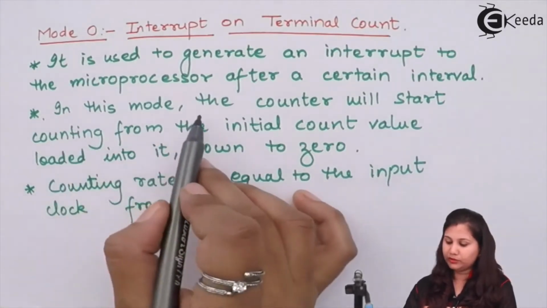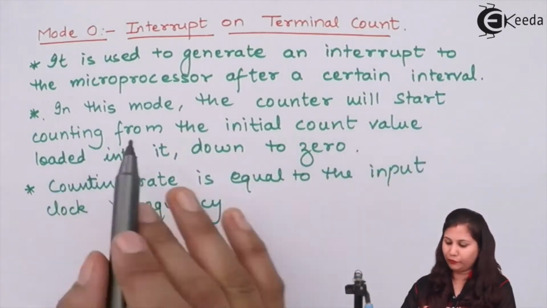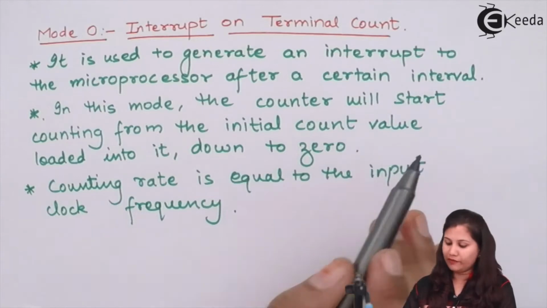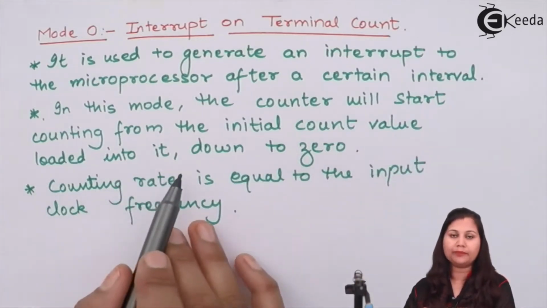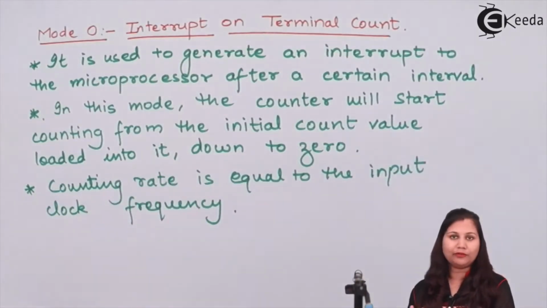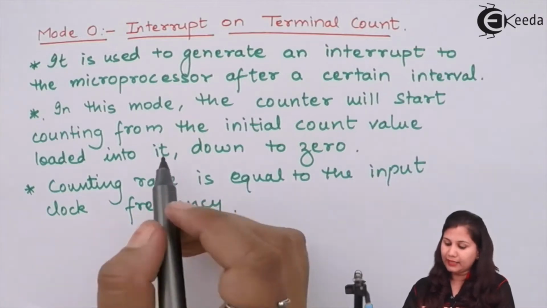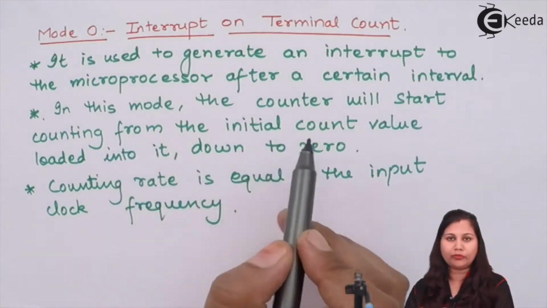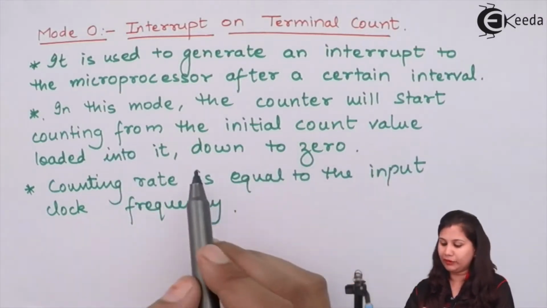So in this mode, the counter will start counting from the initial count value which is loaded into it. The count value will be loaded into the counter which is selected by the control word. In the control word, we have the SC0 and SC1 select counter bits which are going to select the counter 0, 1, 2 and 3.